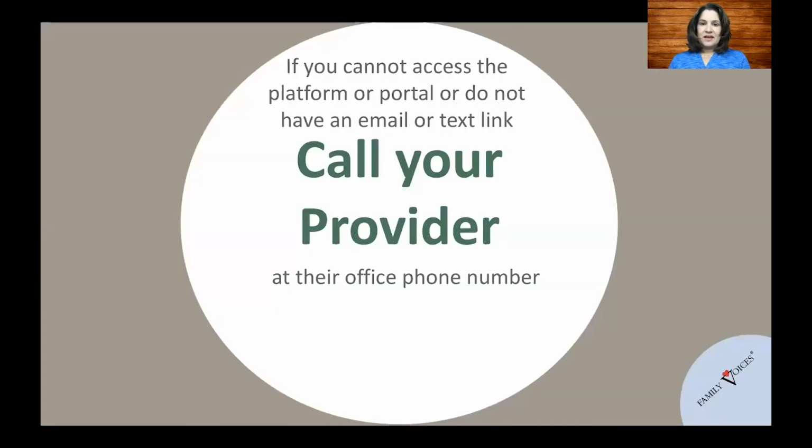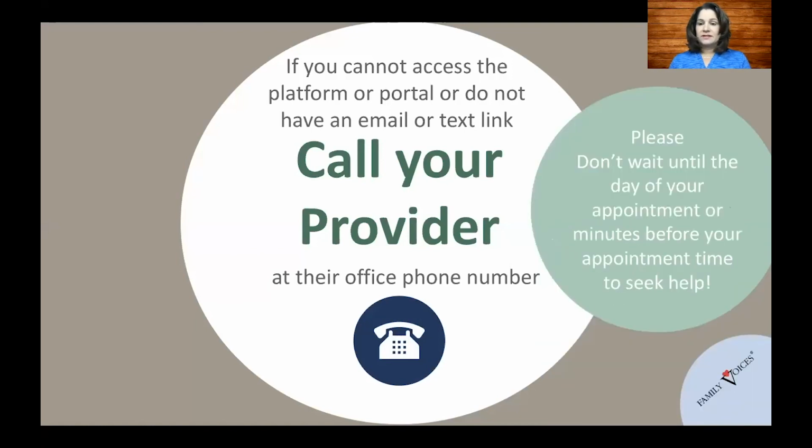If you cannot access the platform or portal and you do not have an email or text link, again, call your provider at their office phone number. It's really important not to wait until the day of your appointment to do this, or even minutes before your appointment time. So give yourself a couple days before that appointment to check in and make sure that you have what you need. If you're not seeing any of that in your email or text, or you don't have the information about logging in to the portal or platform, then reach out to your provider and ask them to resend it, or to give it to you over the phone so you can write it down, so that you are all set for your appointment day.